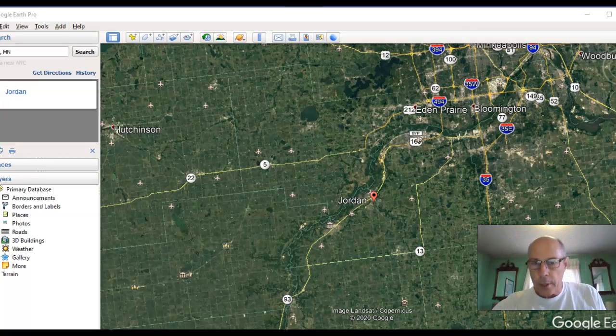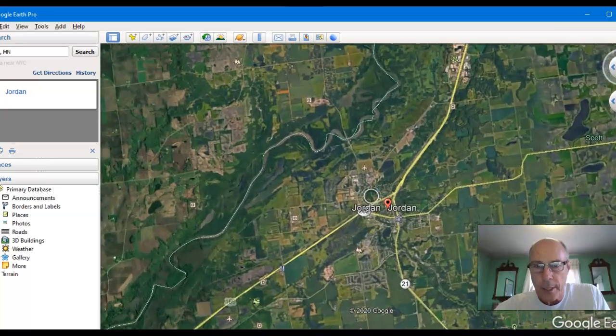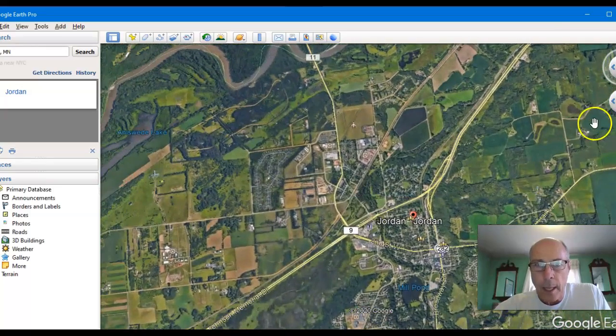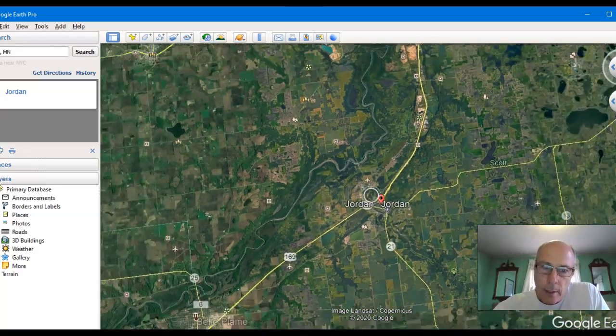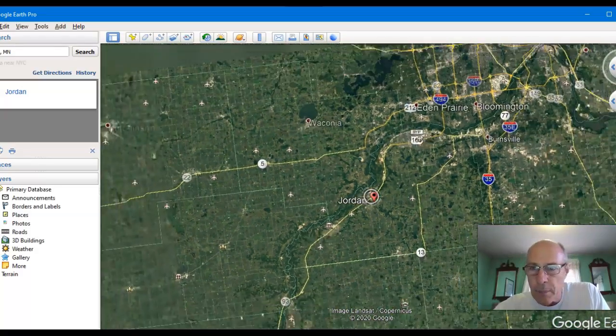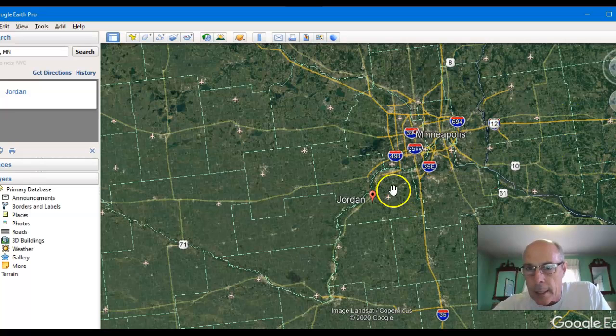Okay, so for this one, we're going to go to Jordan, Minnesota, right here, a little south and west of the cities. If we zoom in on it, there's the town of Jordan. We'll back out a little bit more, and you can see the river flowing through there. The Minnesota River comes up through Jordan and then connects with the Mississippi.